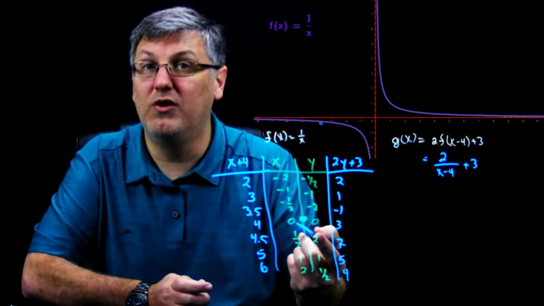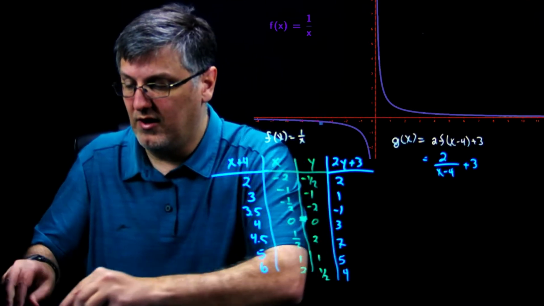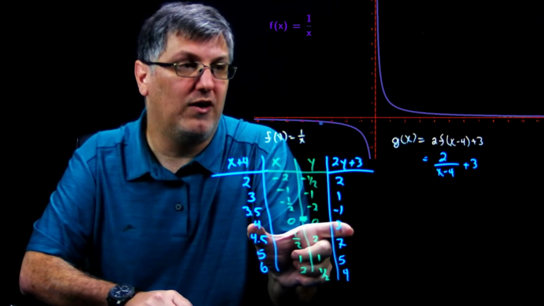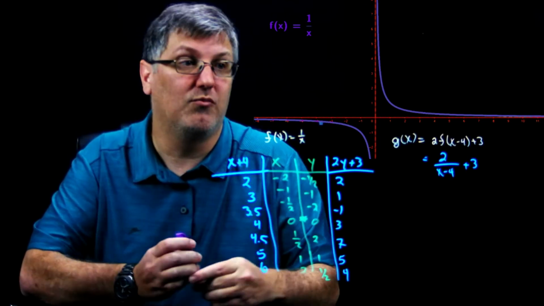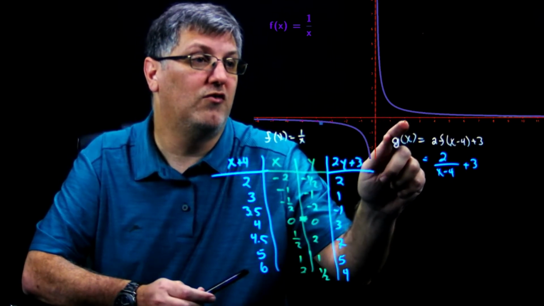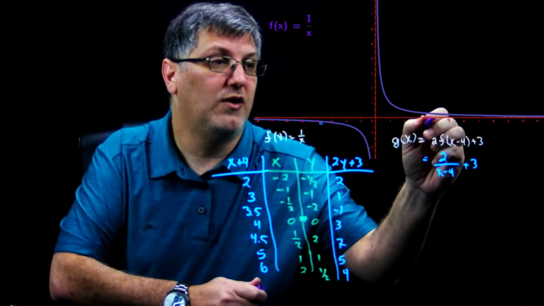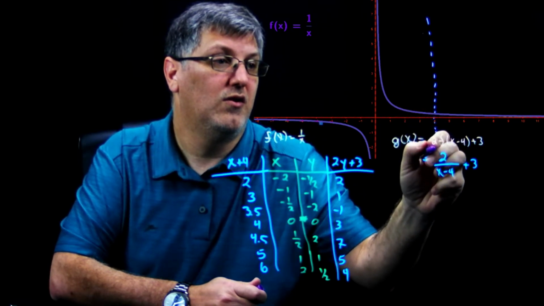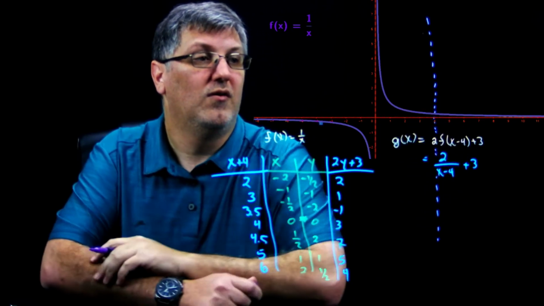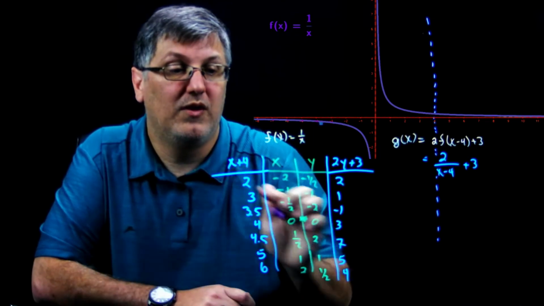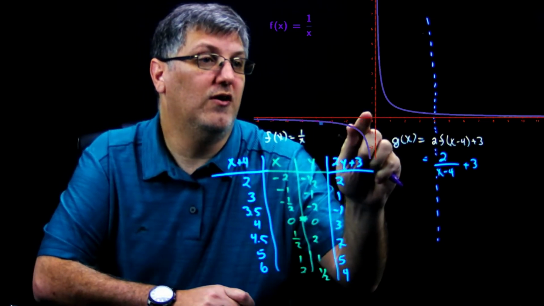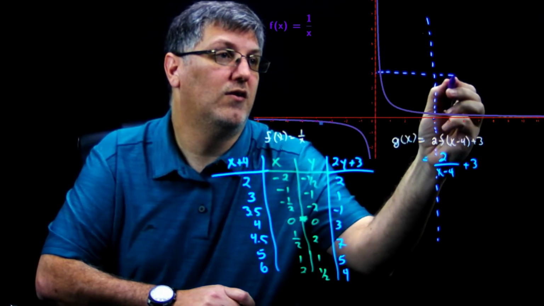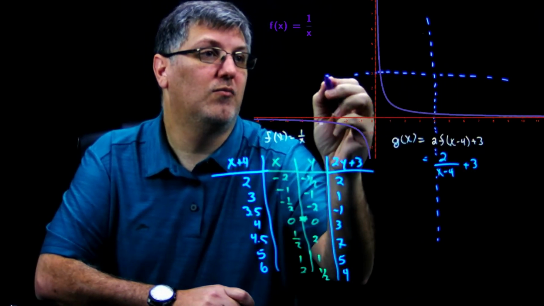And then from here, we just plot our points. But I'm going to show you a trick to give me a general idea of what's actually going on. I'm just going to plot this point right here, (4, 3). And I'm going to draw in the asymptotes. So 0, 1, 2, 3, 4. So there is my vertical asymptote. Y equals 3. So let's see, 0, 1, 2, 3. Here is my horizontal asymptote.